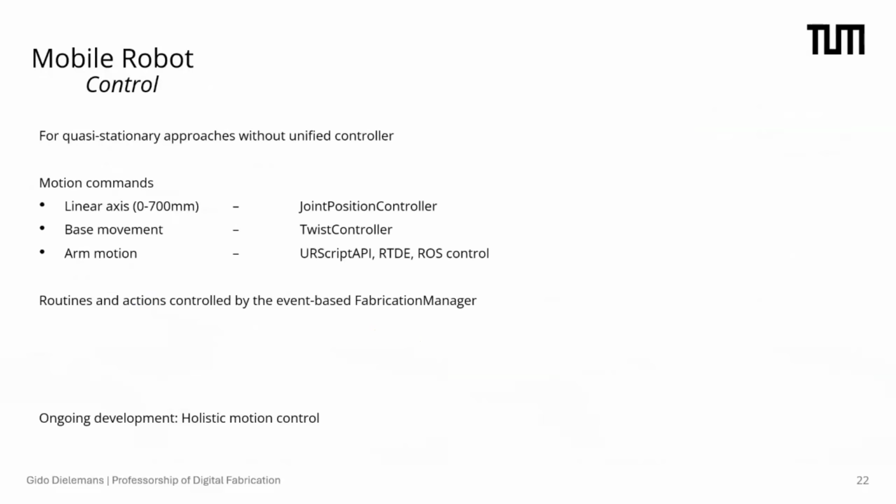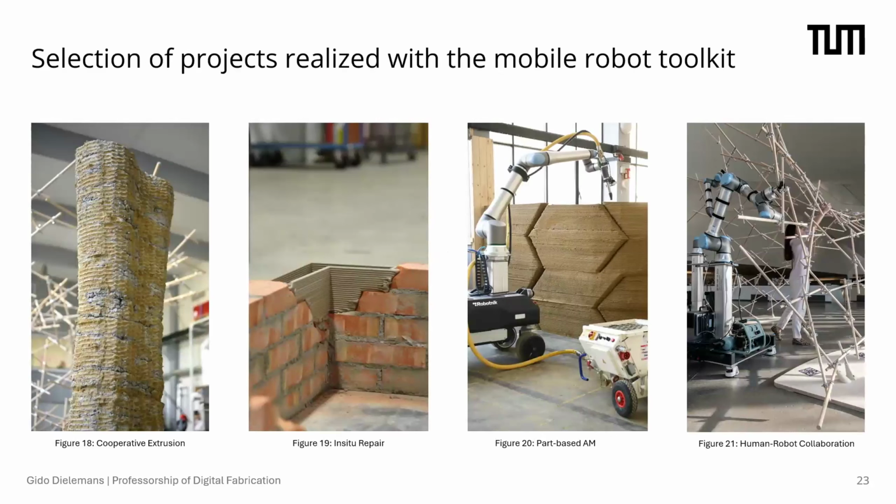Then our control. So we have, for quasi-stationary approaches, without this unified controller, these motion commands like the linear axis, the base movement, or the arm motion. And these routines or actions are being controlled by this event-based fabrication manager that we use. Ongoing for us is the holistic motion control. This is something that we're working on in this current phase of our research. Nevertheless, I will show you a selection of some projects that we have now done with this mobile robot, with these tools that I've mentioned before.